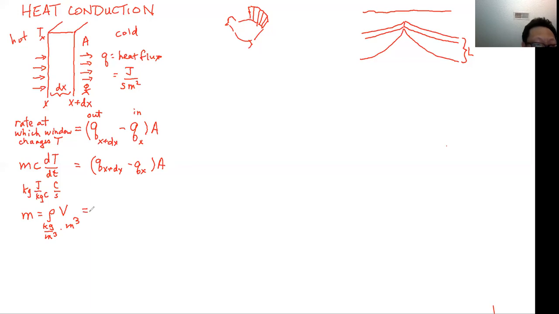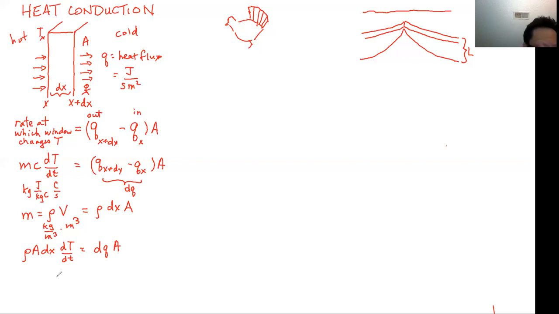And of course, volume in this case would be the width of my window pane multiplied by the cross-sectional area. And so if I plug this in, I'll have rho A dx dT over dt is equal to, what I'm going to do here is this quantity right here, you can think of as the change in the heat flux. So I can call that dQ, then multiplied by A, and the A's are going to cancel.